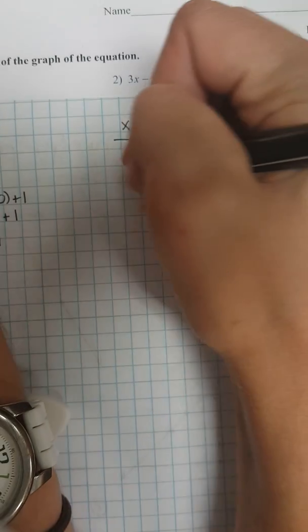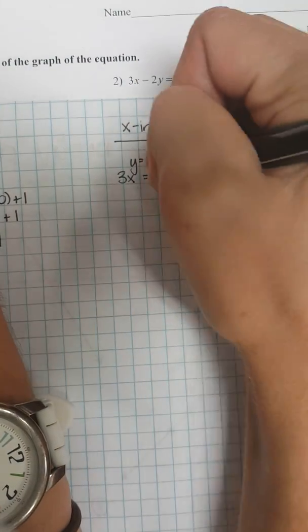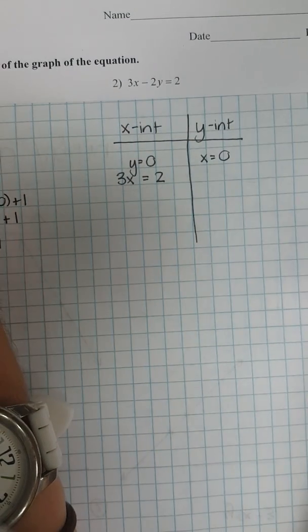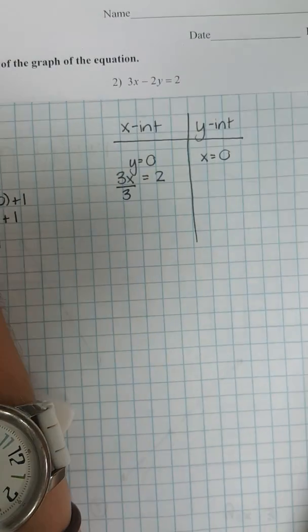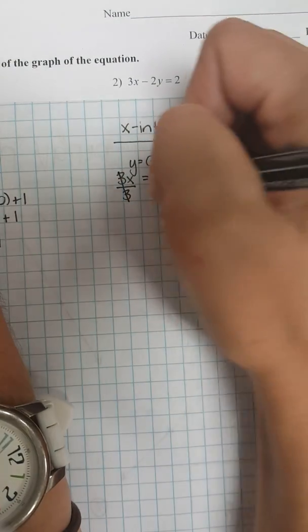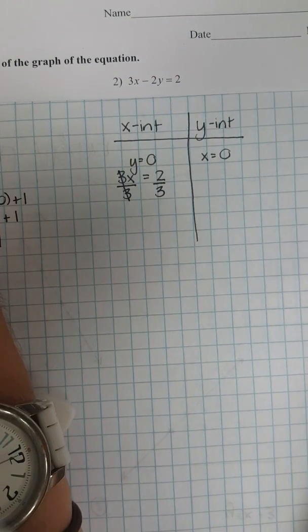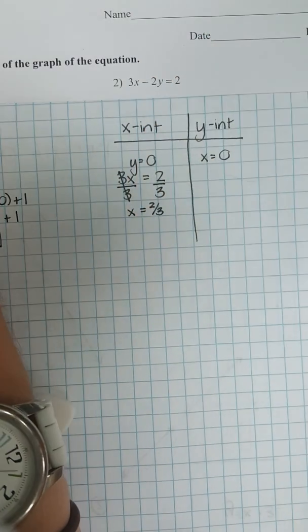So 0 is y, so 3x minus 0 is just nothing, so 3x equals 2, right? Because this would become minus 0. I'm just not even going to write it. To get x by itself, I've got to divide 3 on both sides, right? Because it's being multiplied by that 3. Do I know what 2 divided by 3 is? No, so I'm just going to write it as x equals 2/3.